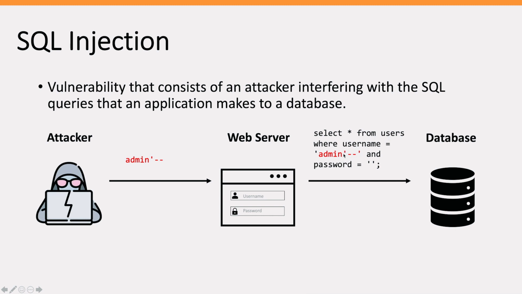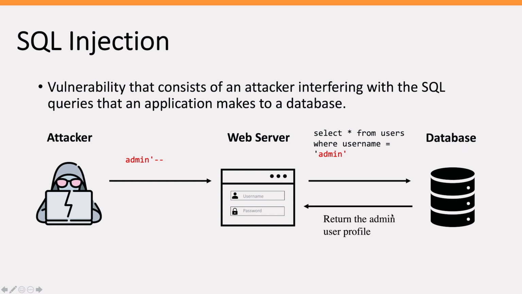So select the entries from the users table where username is equal to admin. The single quote that the attacker included closes the string for the username, and then the double dash stands for a comment, so it says comment out the rest of the query. And so what happens is the query becomes this: select all the entries from the users table where username is equal to admin. Now admin is an existing username in the database.